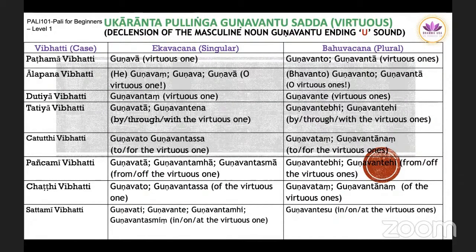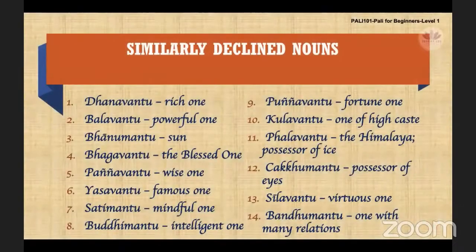Okay. Sadhu, sadhu, sadhu. So let's try to decline similar nouns. Let us practice now. Dhanavantu means rich one, rich person. Dhana is wealth, so the one who has dhana is called dhanavantu.